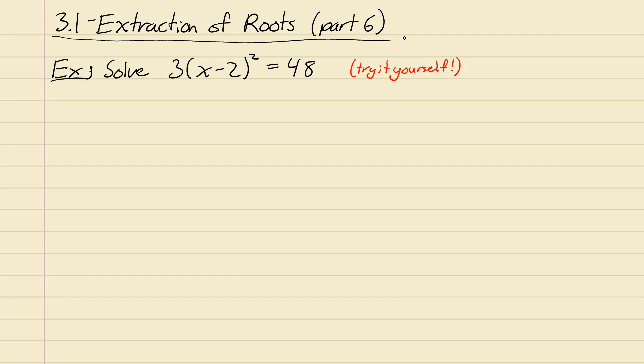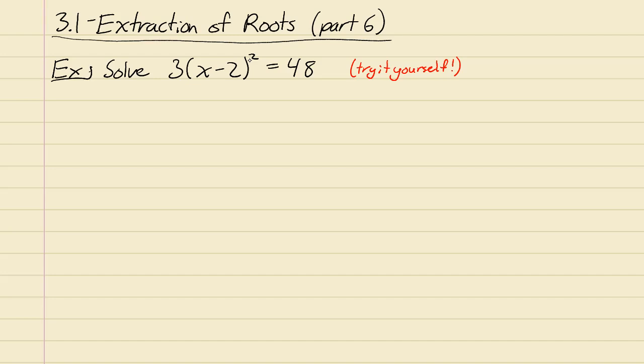Here is another one we can do by extraction of roots, which means, of course, getting the thing which is squared by itself on one side of the equation and taking square roots of both sides. I recommend trying this one by yourself. There's a good chance you can do it. And if you do make a mistake, it's good to know what that mistake is. So let's pause it and try it yourself. And now that you've tried it, I'll go over how to do it.